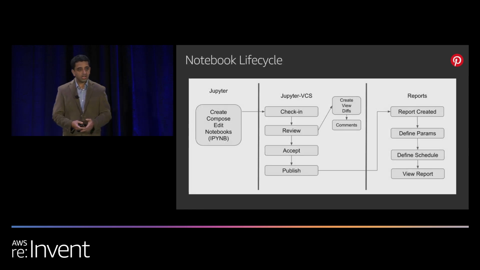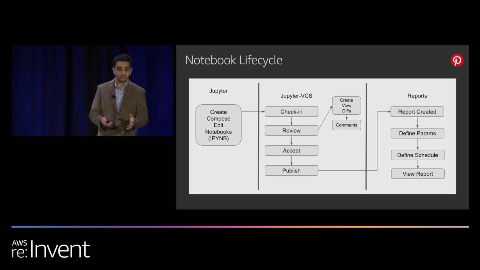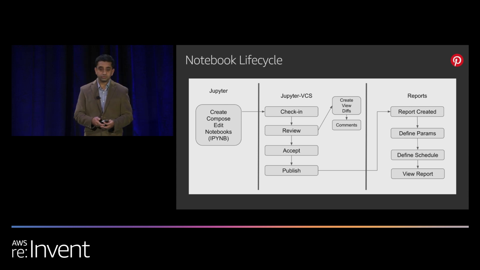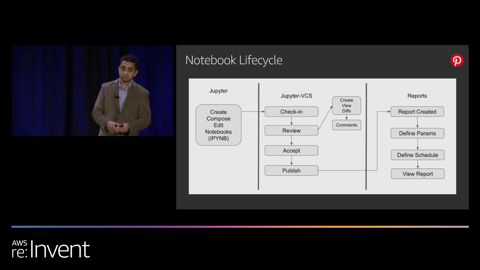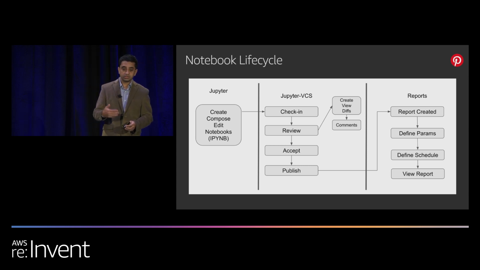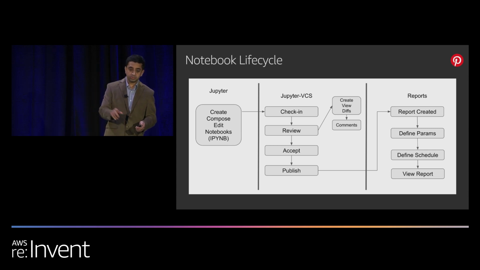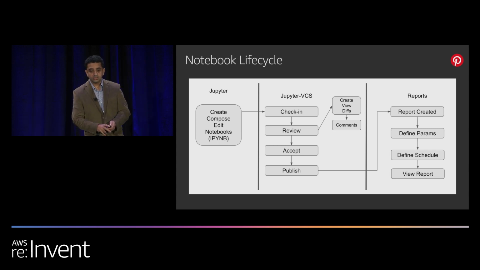So this is the notebook life cycle. On the left, you have Jupyter on JupyterHub, where you can create, compose, and edit your notebook. Once you are happy, you check it into the Jupyter version control system. Then it undergoes the review process. There you can create diffs with some older version, see the diff, and then comment on it. Finally, there will be a user who will accept it, and then another user who will publish it to the production system, which is on the right.